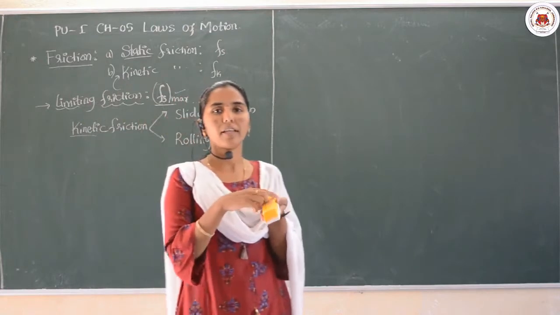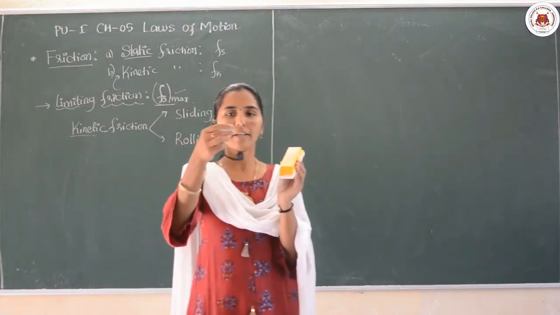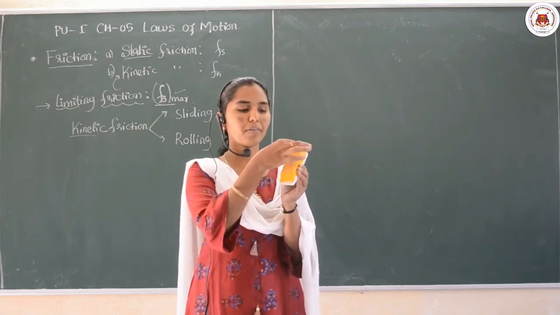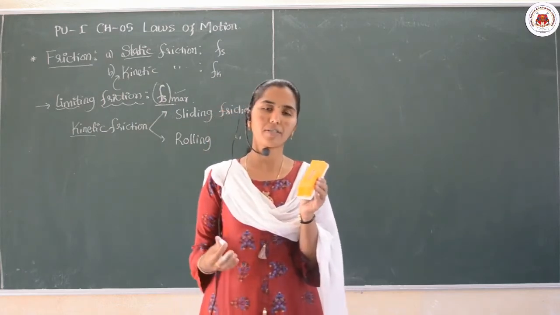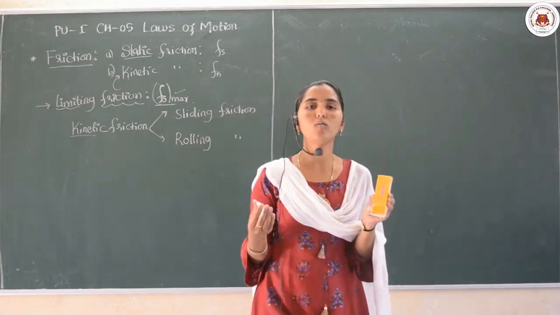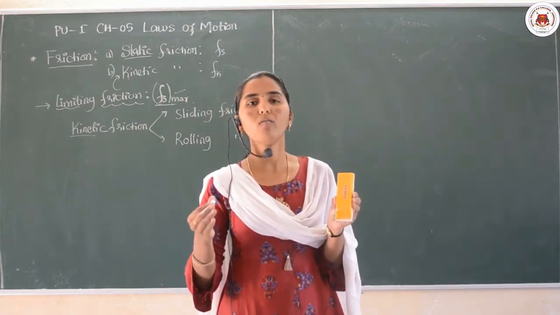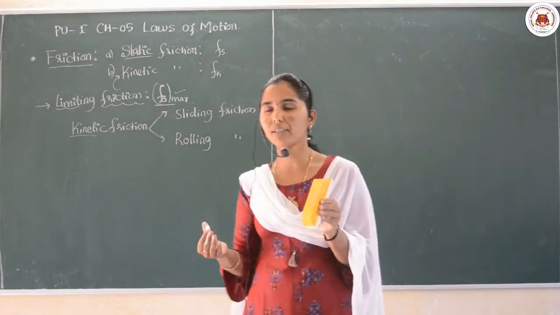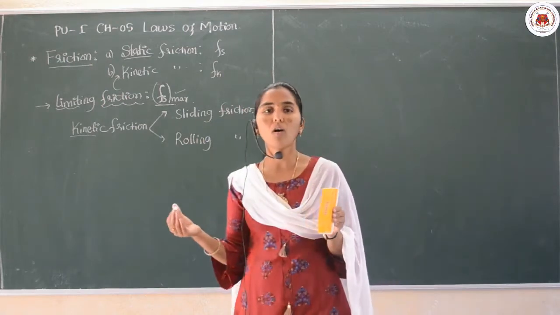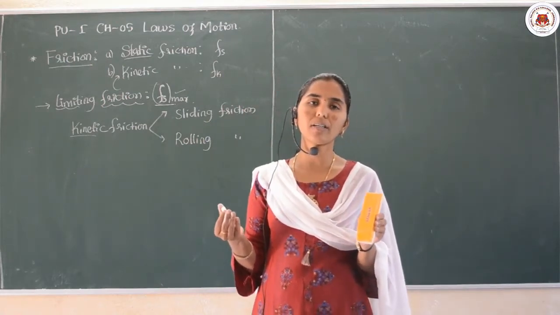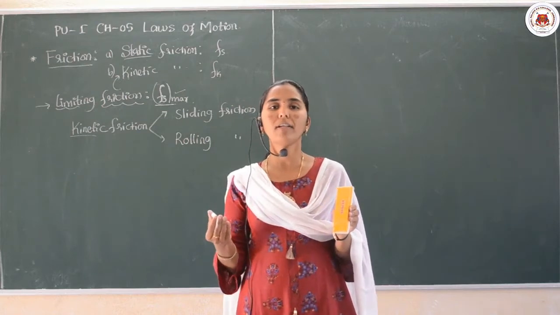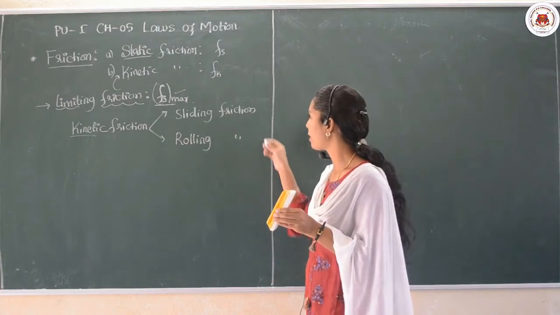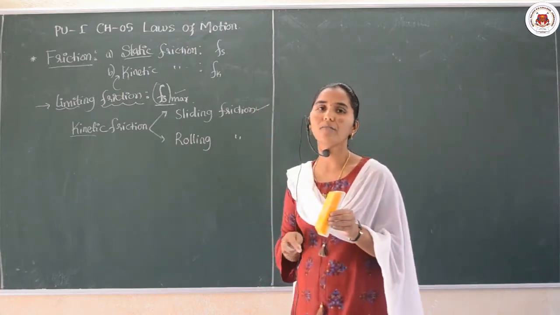Slide means what? Assume this is a slope, and when I keep the object here, it will slide over the surface of the other. Then between these two, what happened? There is a friction. The friction between the two bodies' surfaces when one object slides over the surface of another, a type of kinetic friction, is called sliding friction.